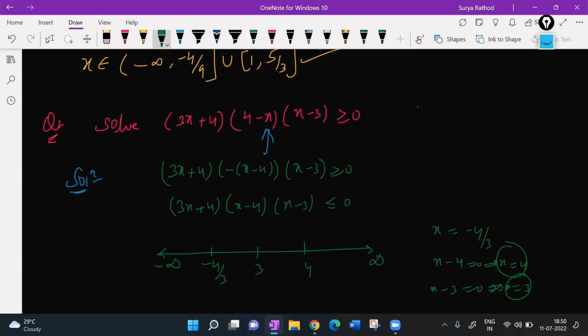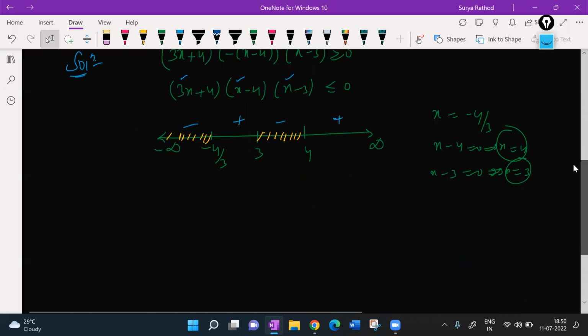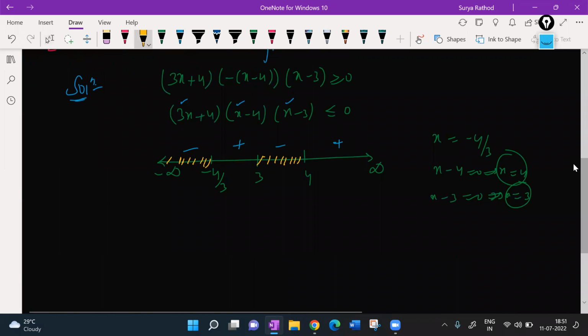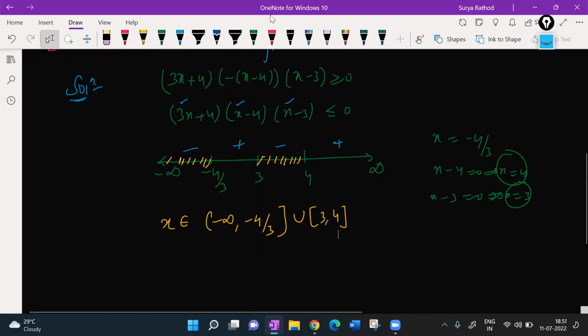Cool. So now I need what? See, the coefficient of x is now positive everywhere. So plus, minus, plus, minus. I need the less than 0 region. Less than 0 region means I want these regions, only the minus regions. So what is your x belongs to now? I think I have to close this. So let's write x belongs to minus infinite to minus 4 by 3 close bracket, union close bracket 3 comma 4. How many of you give this answer?